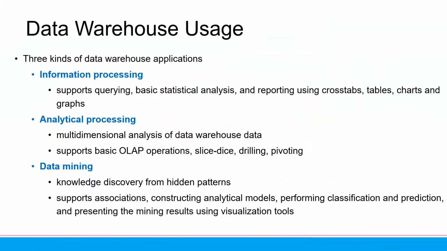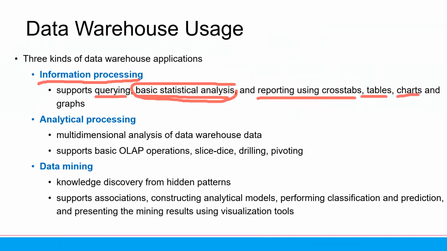So the data warehouse should have these three kinds of application. The first is to do the information processing. So you need to know how you can query. You need to know how to do some basic statistical analysis. You already did the EDA in the first chapter of our course. So the data warehouse should be able to have this kind of function. It should have the reporting with the cross-tabs, tables, charts, graphs.